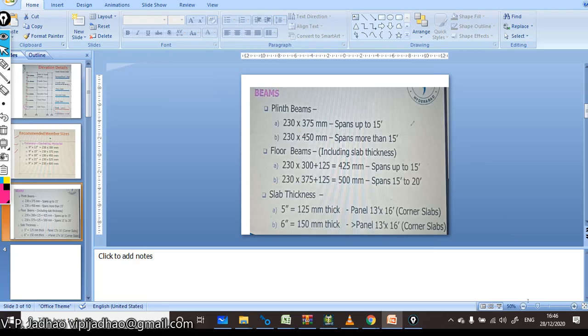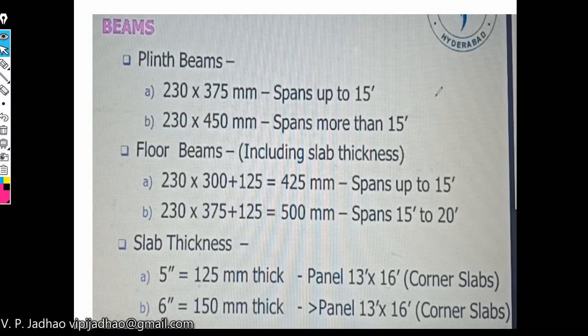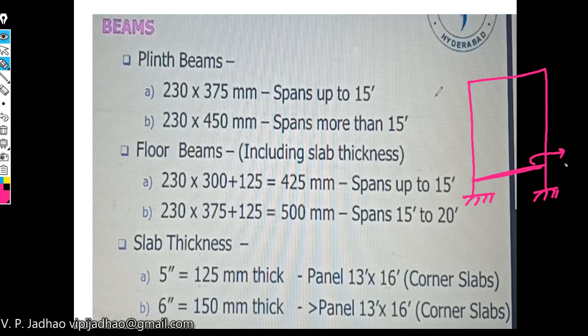Next we have different sizes of beams. The first beam which will be provided above the foundation, let us consider this is one of the columns or some frame is there, like this we have some frame. So this first beam which is provided above the foundation, these beams are called plinth beams.